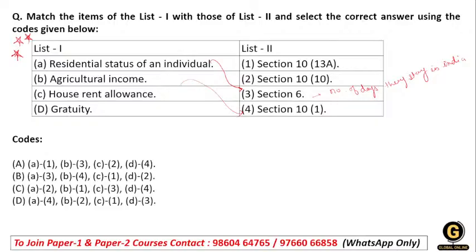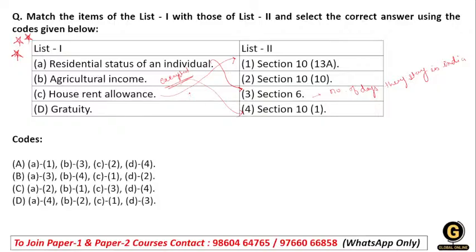Yes, agriculture income is exempt from tax, but if that individual is earning from other sources, he has to mention his agriculture income. Okay, but it is fully non-taxable. Now the house rent allowances. You can easily match house rent allowances with section 10 subsection 13A. Okay, so it provides exemption for house rent allowances, that is HRA.